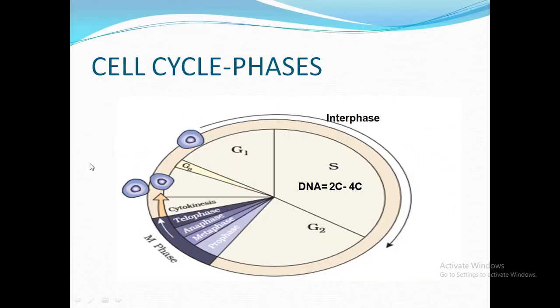Now, one thing that you should remember here is that the DNA, which was earlier 2C, has now become 4C in S phase, and it will remain 4C in G2 phase. But even though the DNA doubles, the number of chromosomes doesn't change. Suppose this is the cell cycle of a typical human cell, then there will be 46 chromosomes even though the DNA doubles. The number of chromosomes does not change.